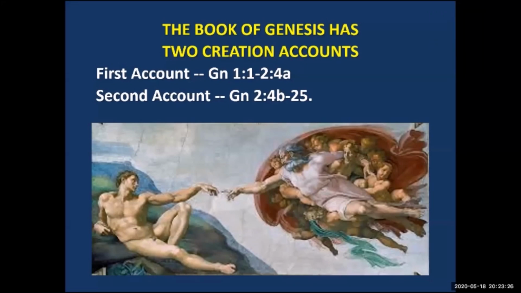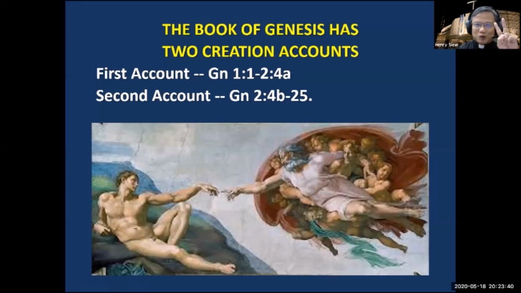Okay, and the second account of creation in the book of Genesis is from chapter 2, verse 4b, that means the second part of that verse, to verse 25. So we actually have two, not one, account of God's creation.